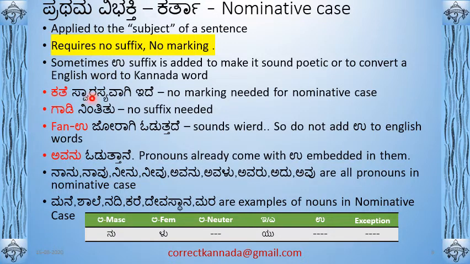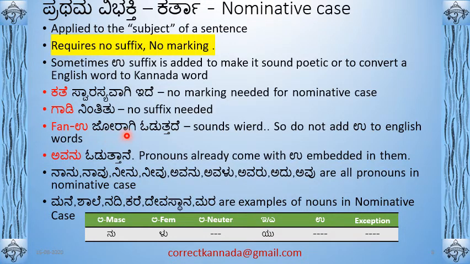Examples of nominative case. Kate swarasyavagi ide. Kate means story. Swarasyavagi means interesting. Ide. It is interesting. So as you could see, the red word is the noun kate in nominative case. It is a subject of the sentence, and there is no suffix needed for it. As it is, you can use, right? Gadi nintitu. Gadi is vehicle, nintitu stopped. Again, you see Gadi as it is, the noun is used without any suffix to represent the nominative. So if it doesn't have any suffix, you know it is nominative case. And if it's a subject, you have to use it as a nominative case.